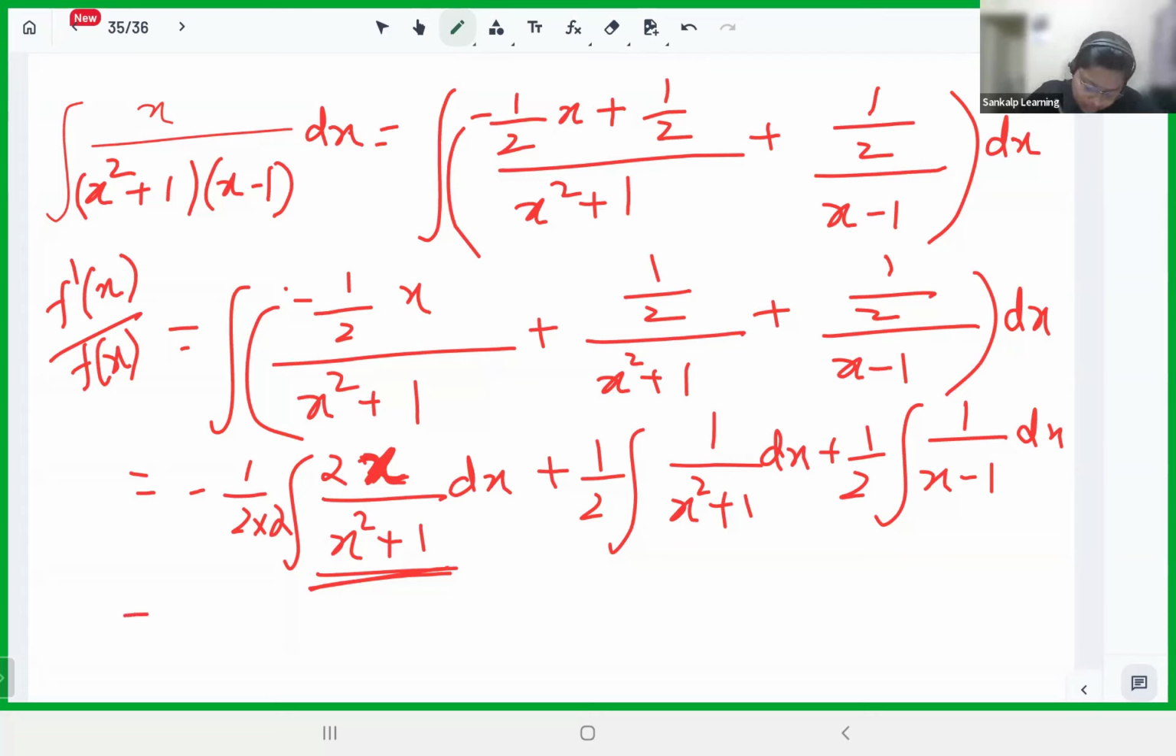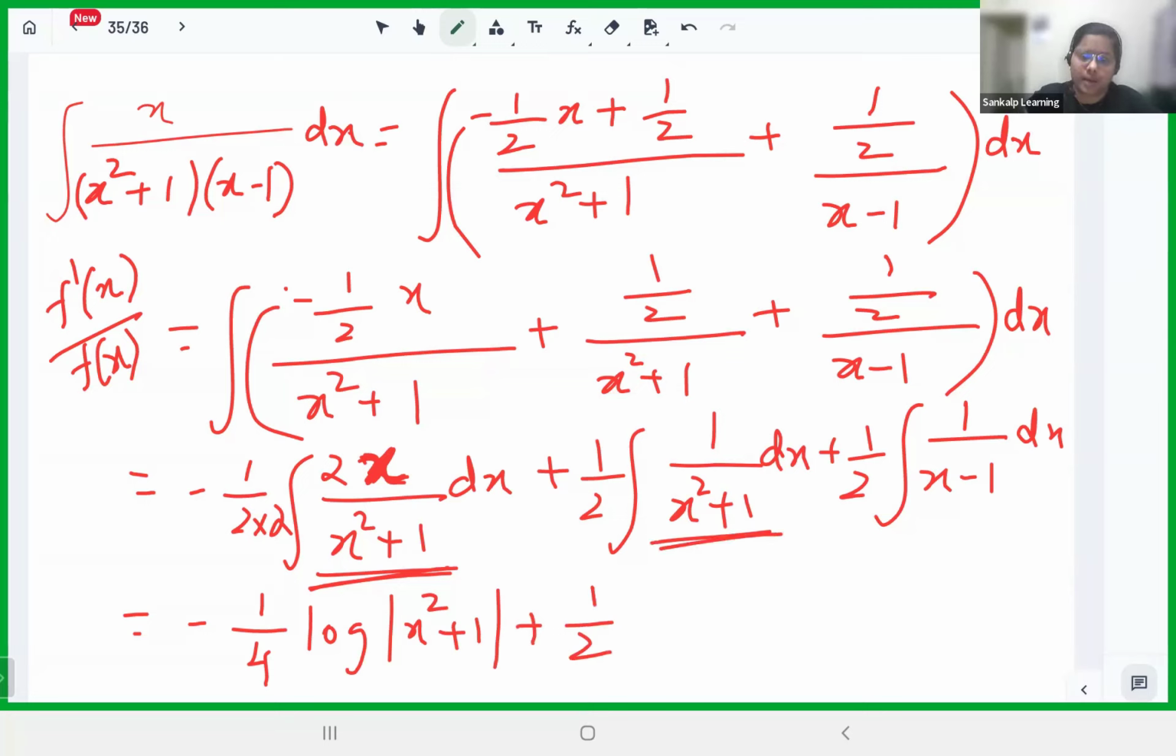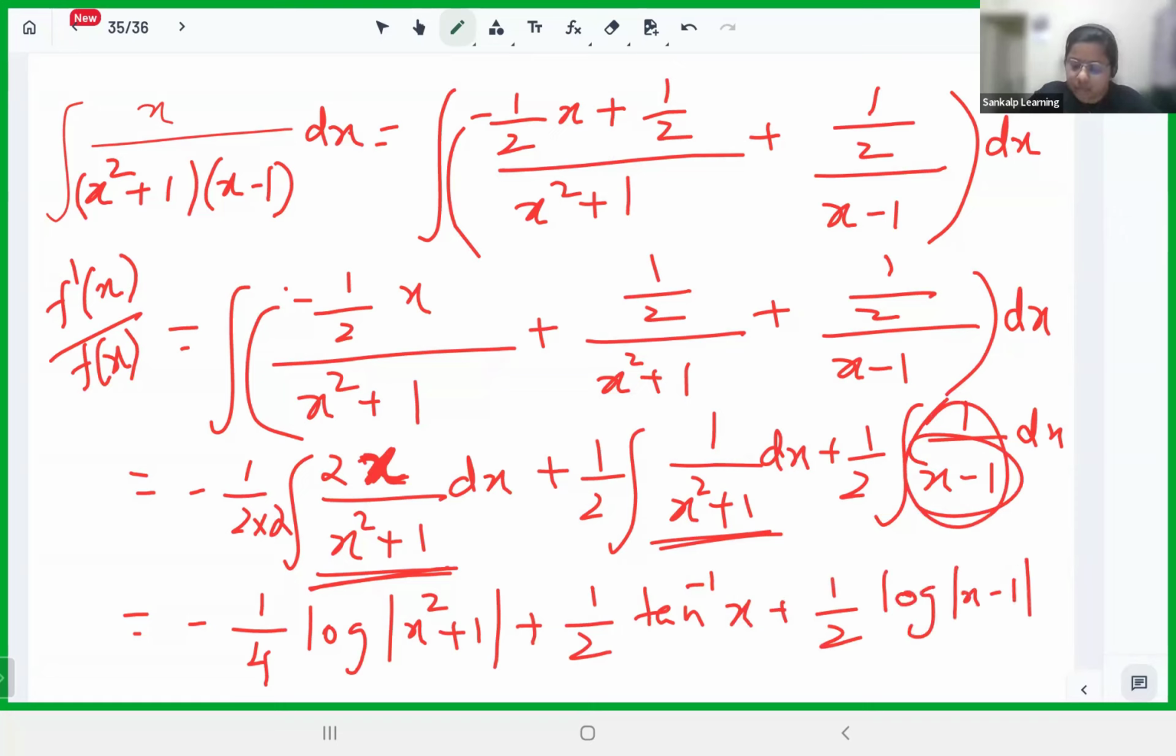So this is equal to minus 1 by 4 log mod x square plus 1, plus 1 by 2. This is 1 by x square plus 1, 1 by 1 plus x square. It is tan inverse x, right? Tan inverse x, plus 1 by 2. This is 1 by x minus 1, which is log x minus 1. And the derivative of x minus 1 is 1 itself, so dividing it with 1 is same, right? Plus c. So this is the answer.